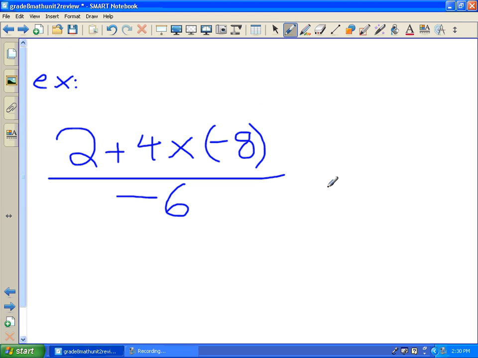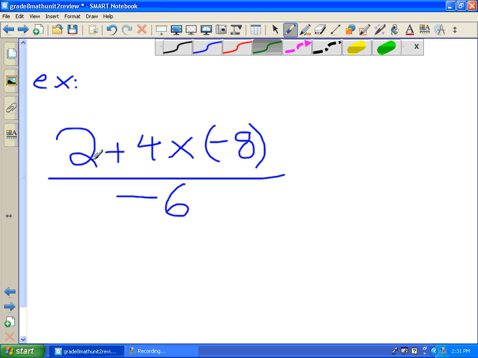Here we have a problem that is written as a fraction. And remember, anything written as a fraction, say 1 over 2, can really be written as 1 divided by 2. A fraction is nothing more than a division problem. So let's take this first one here to begin with.